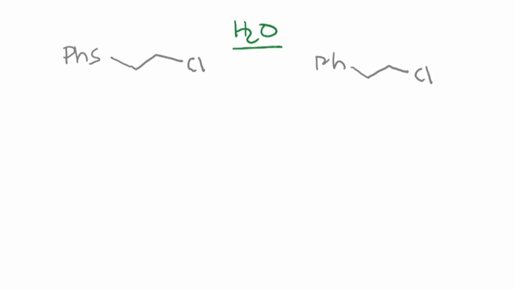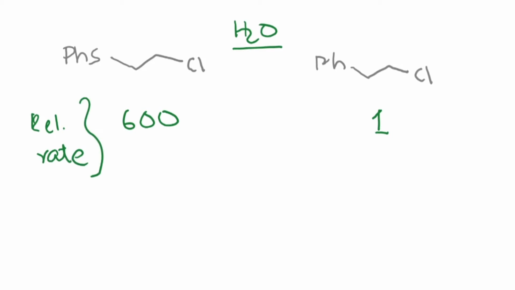The second example that we're going to look at is PhS-CH2CH2-Cl versus Ph-CH2CH2-Cl. Here we react this with water and measure the rate of the reaction. The relative rate of this one is 1 and this one is 600. So again, the enhancement in rate is quite large.